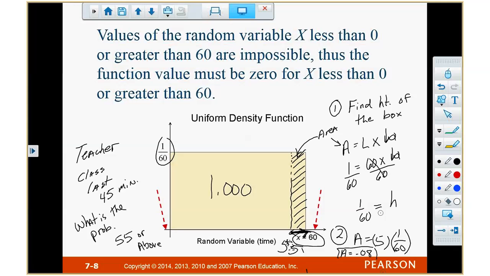So you got an 8% chance that your teacher's going to go above 5 minutes. The reason for this, nobody's ever going to ask you if your teacher's going to go above 5 minutes. That's not the whole point. The whole point is that you understand that time is uniform. That's why it's easy to figure, because it doesn't change, even though some people try to change it.